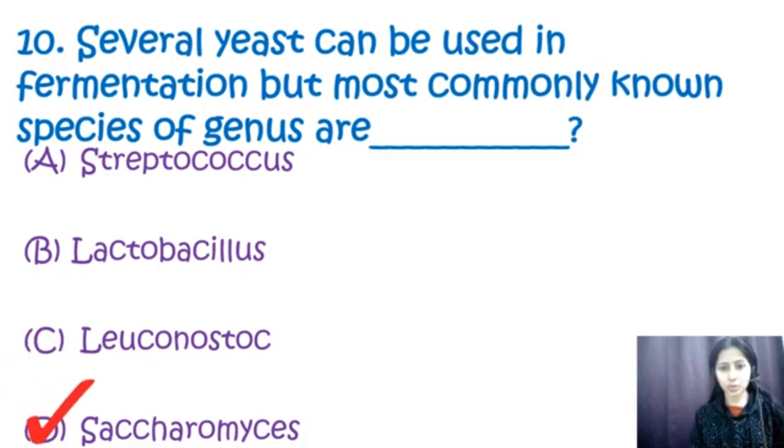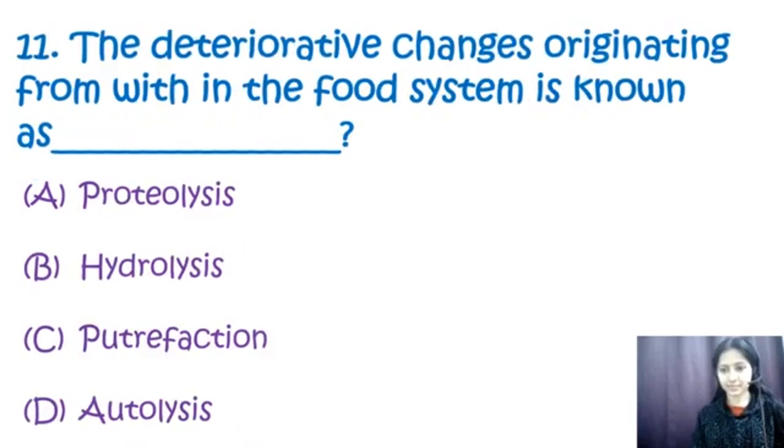We all know that Saccharomyces cerevisiae is also known as brewer's yeast, and it is the most common yeast used in the baking industry. Even other species of Saccharomyces like Saccharomyces bayanus and Saccharomyces pastorianus are also used. So the most common is the Saccharomyces species. Option number D is correct.